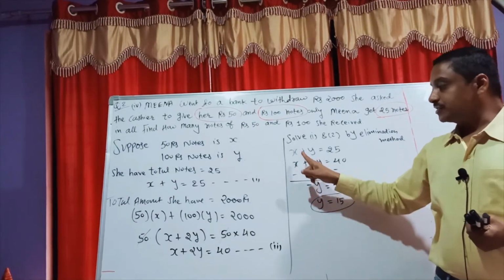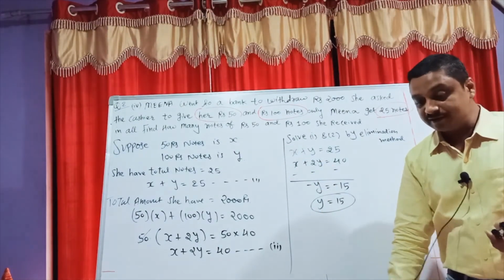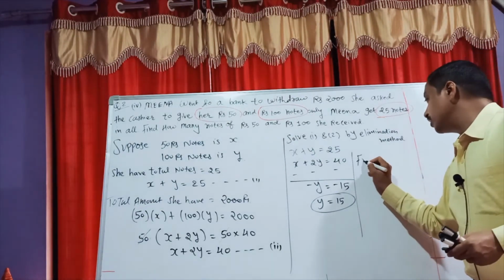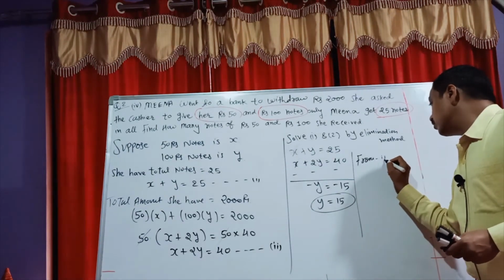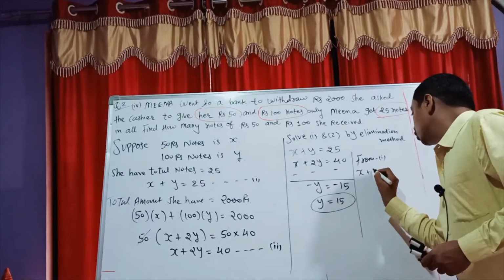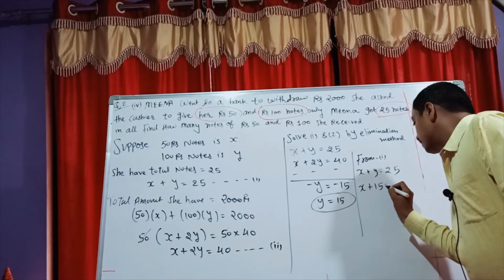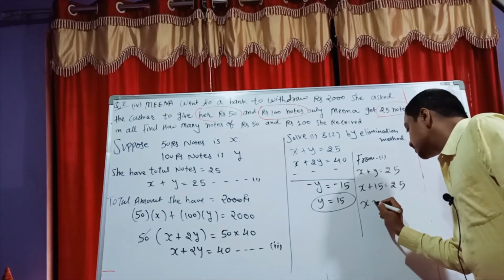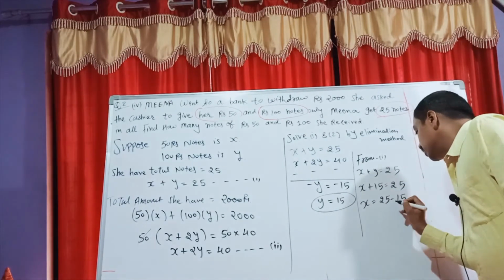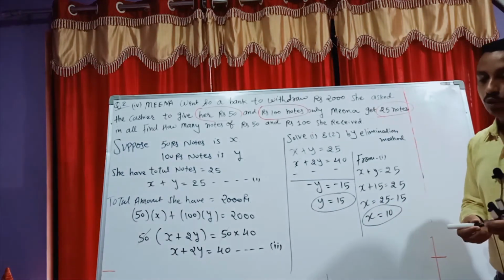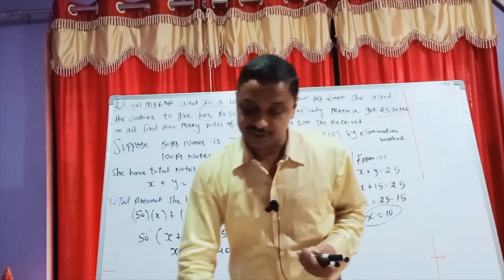Now apply this y in either the first or the second equation, students, as you like, and you easily get your x value. I take the first. From equation 1, x plus y is equal to 25. x as it is, and here y is 15. So what is x? 25 minus 15, you get only 10. Yes, both currency note counts are done, students.